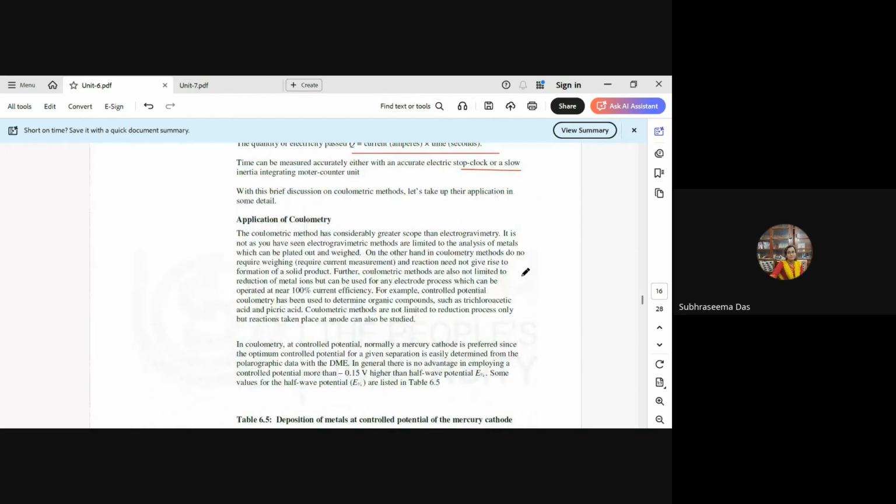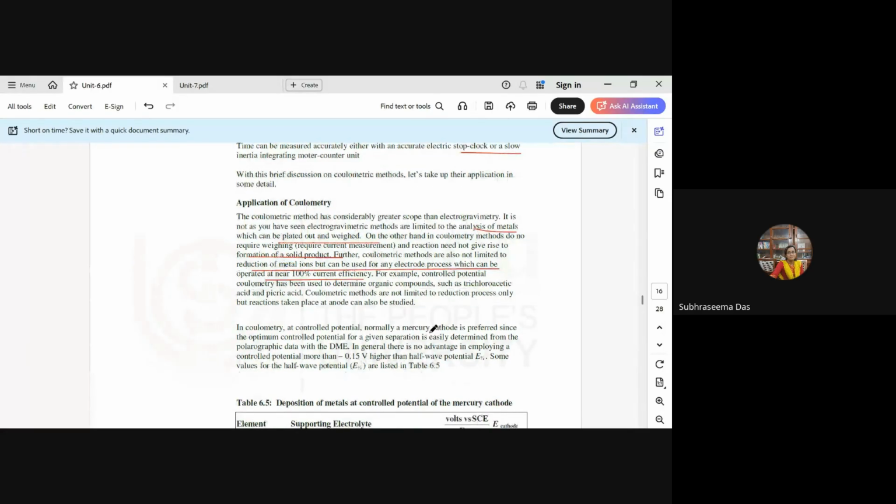Then applications of coulometry. The coulometric method has considerably greater scope than electrogravimetry. We know that electrogravimetric methods are limited to the analysis of metals which can be plated out and weighed. On the other hand, coulometric methods do not require weighing, and the reaction need not give rise to the formation of a solid product. Further, coulometric methods are not limited to the reduction of metal ions, but can be used for any electrode process which can be operated at near 100% current efficiency.